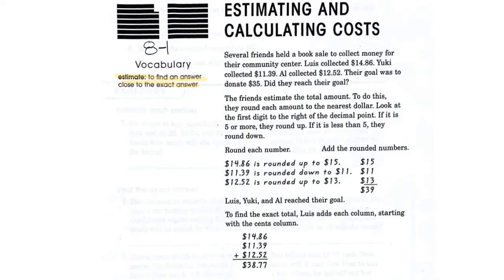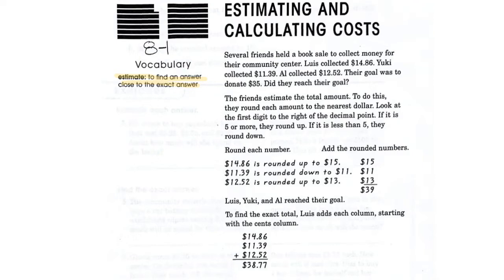Several friends held a book sale to collect money for their community center. Lewis collected $14.86. Yuki collected $11.39. Al collected $12.52. Their goal was to donate $35. Did they reach their goal?